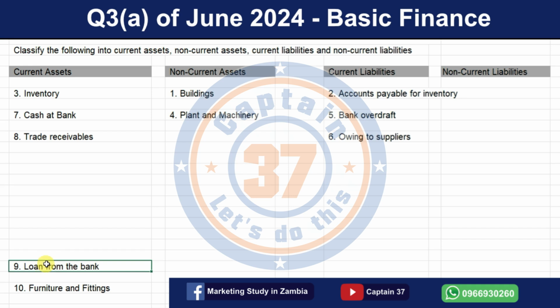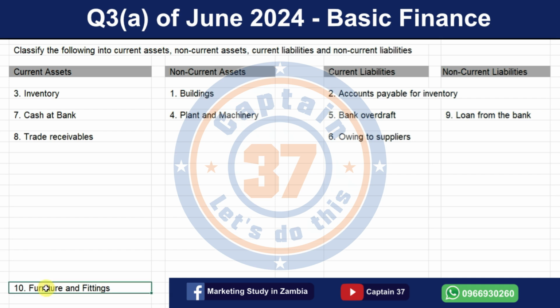Number 9, loan from the bank. A loan usually is paid over a long period of time, more than a year. It's an obligation. We pay for this obligation over more than 1 year and therefore it is a non-current liability. We can put it just right over there. Furniture and fittings. When we buy furniture and fittings for the building, usually we want those to be there for over a year. So these are going to be our assets. It's our stuff which we intend to have for over a year. So this is non-current assets.